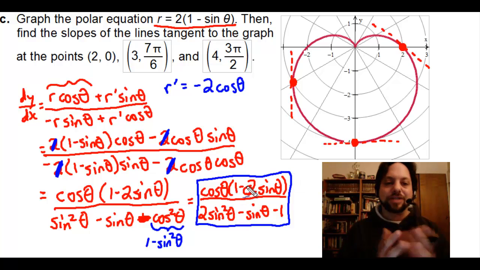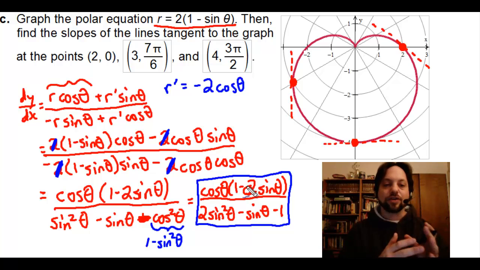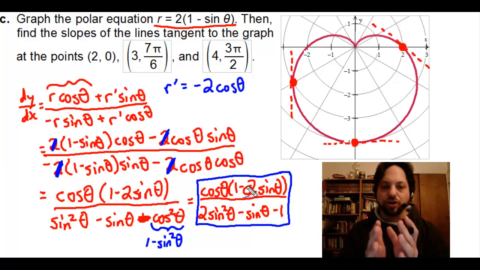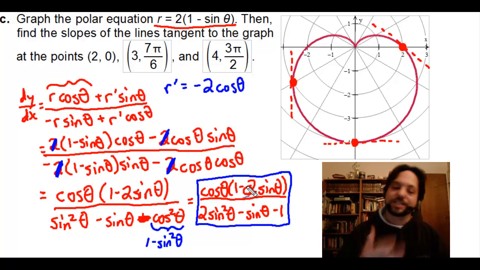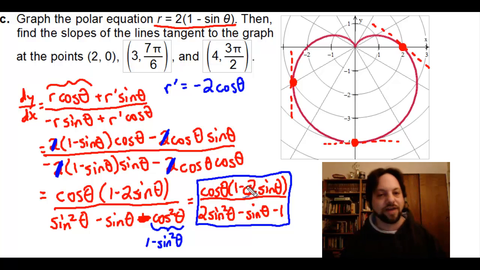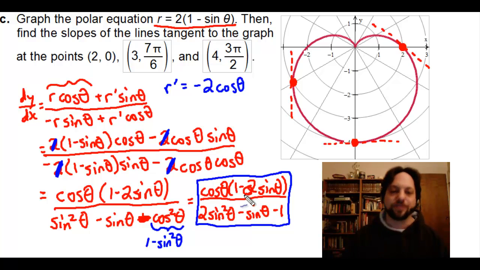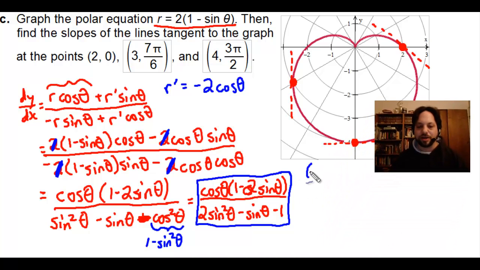Alright, the great thing about this, this is the derivative dy over dx. However, notice that it is all in terms of theta. I don't even need to worry about my r. And that makes perfect sense, because this is a polar function. For each value of theta, there's only one r value. So it makes sense, similar to how when you do the derivative of y as a function of x, everything is in terms of x. Same thing here, everything is in terms of theta. So let's go ahead and work these out here.